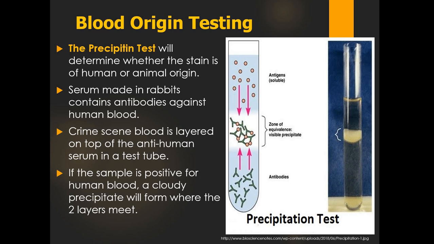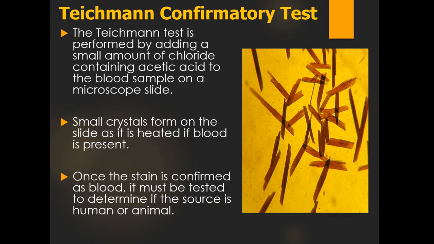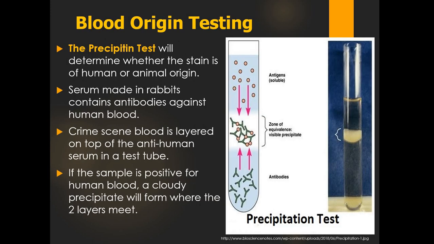All right, so another blood origin test that can be done, usually where we have a lot more blood that we can play with, is a precipitin test, and it determines if the stain is of human or animal origin. It uses serum made from rabbit, containing antibodies against human blood, and when you mix the two, you end up with this white precipitate in the center because they start to fight each other. The crime scene blood is usually laid on top of the anti-human antiserum in the test tube, and if the sample is positive, then a cloudy precipitate will form.